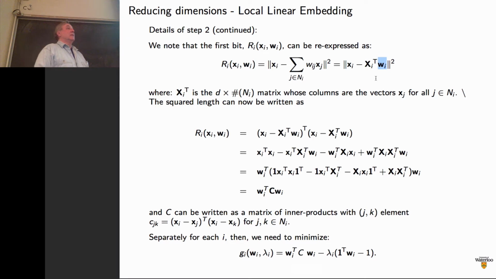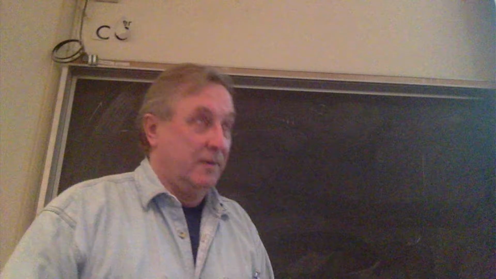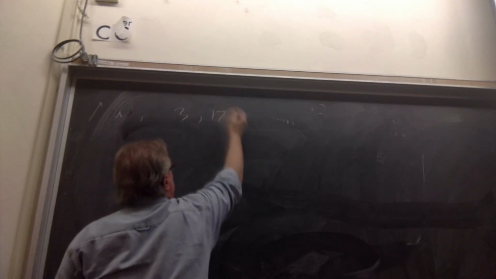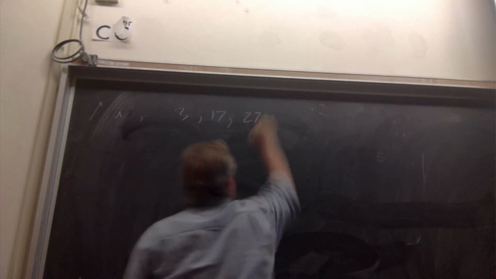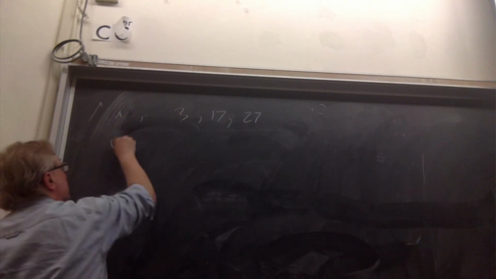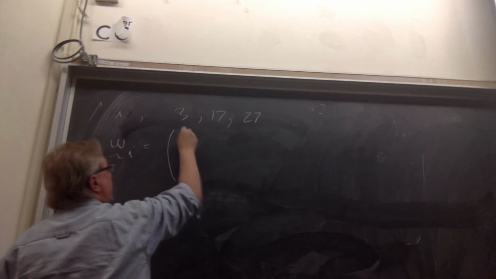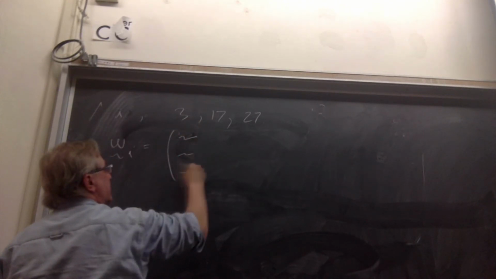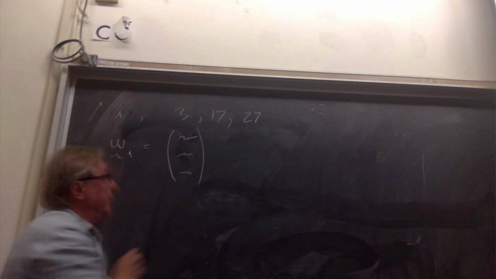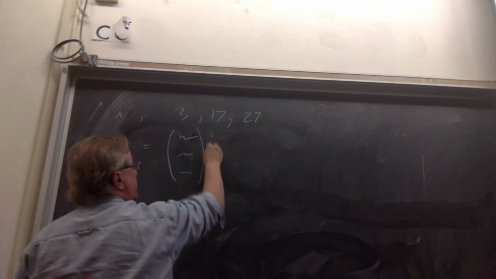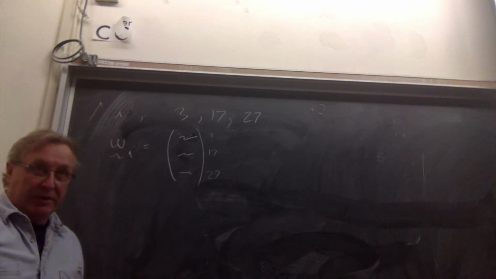So you're making the length of the vector longer. You just insert zeros. Yes. So let's say I did 3 neighbors. I'm looking at point i, and the 3 neighbors are 3, 17, and 27. My first version of wi looks like this. It's got 3 elements, corresponding to neighbor 3, neighbor 17, neighbor 27. Those are my 3 nearest neighbors.